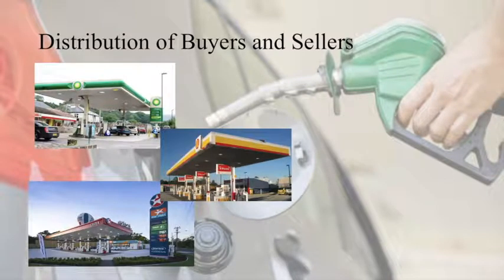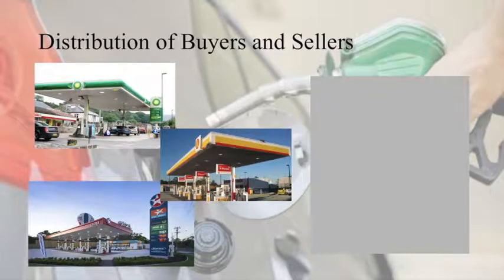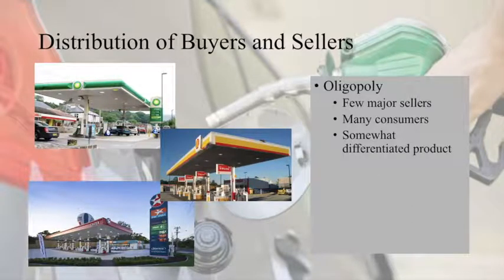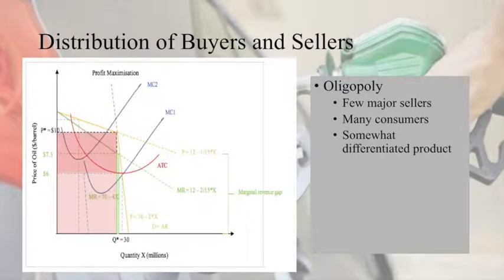So because there's only a few major sellers, many consumers, and a somewhat differentiatable product, the market is characteristic of an oligopoly. This means that the demand curve is kinked, because if one firm raises the price, they'll suddenly find they lose a lot of consumers, whereas lowering it will just lead to an influx of other firms also lowering their price. Profit is therefore maximised at the point at which marginal cost equals marginal revenue and where the demand curve kinks, so at quantity 30 and price 10.